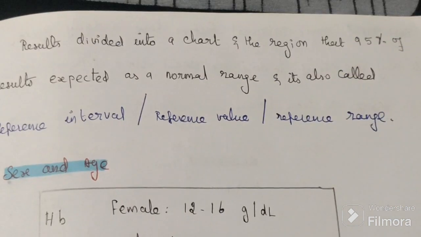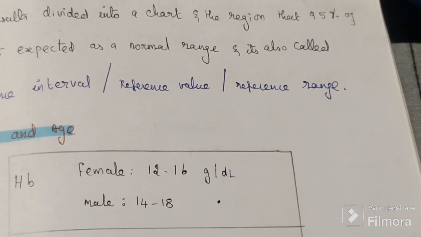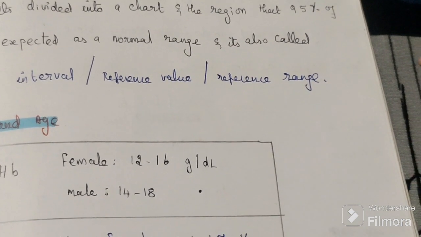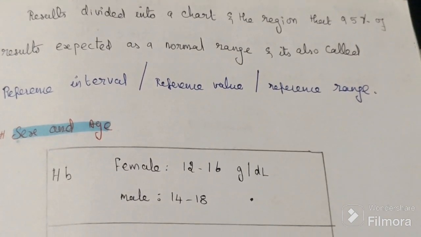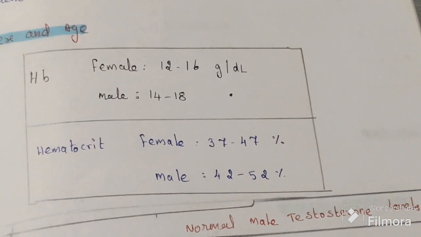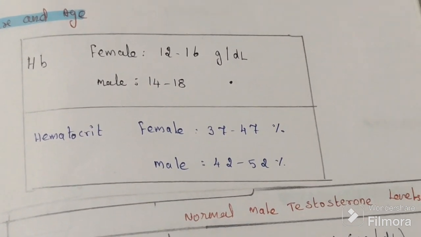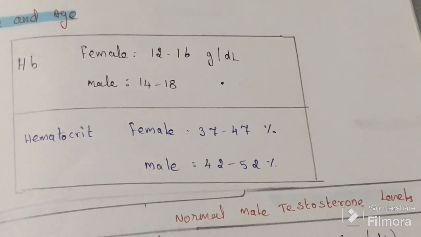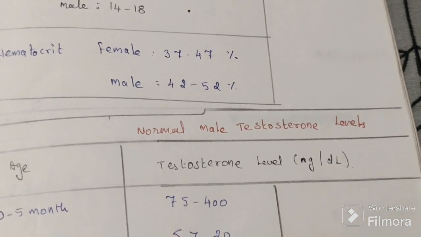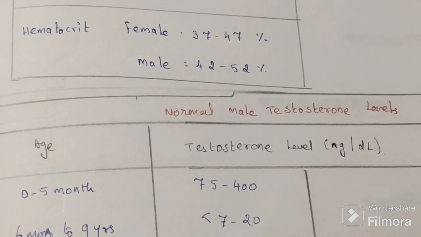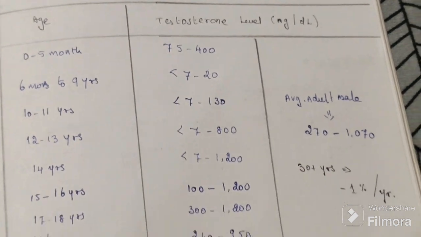These are some factors that should be considered for determination of the normal range, such as sex and age. For example, hemoglobin and hematocrit in males and females are different. Testosterone is related to age, and sex is different.